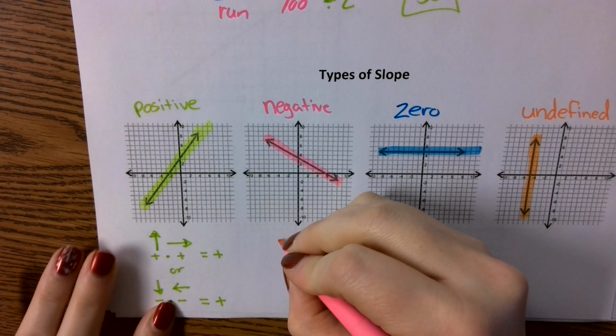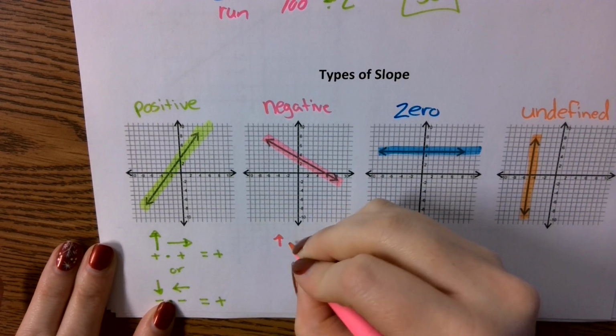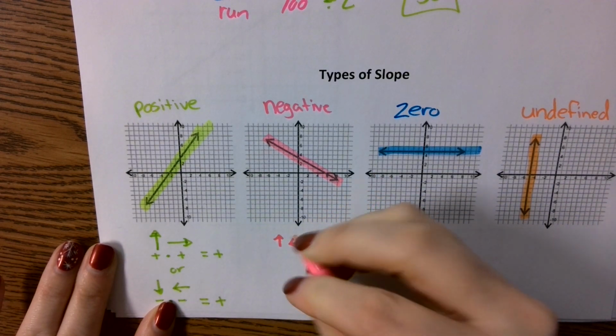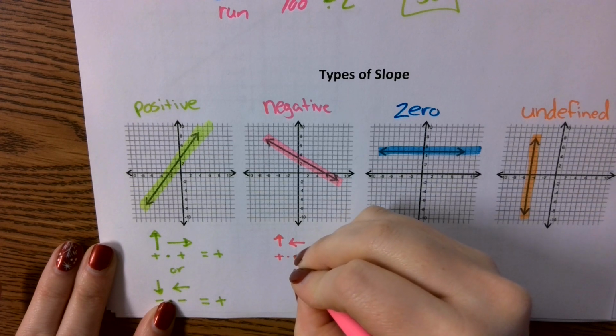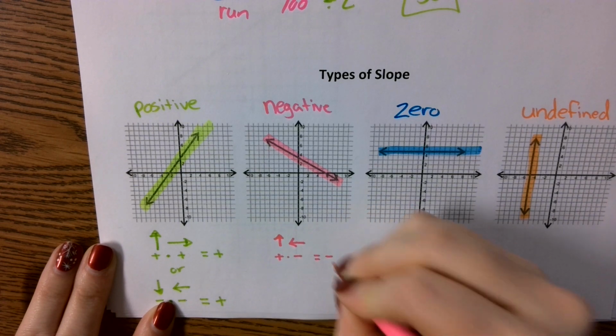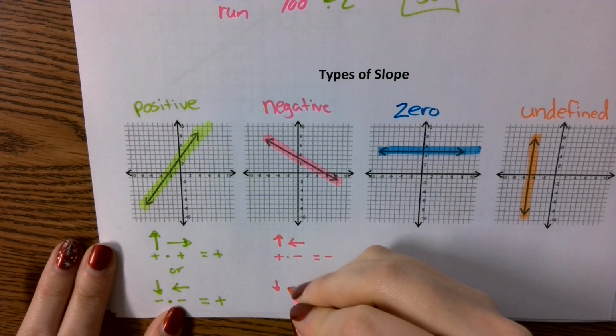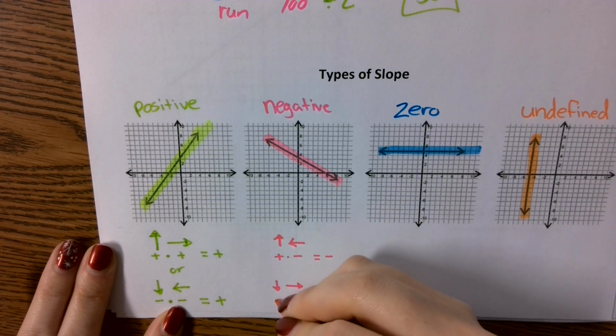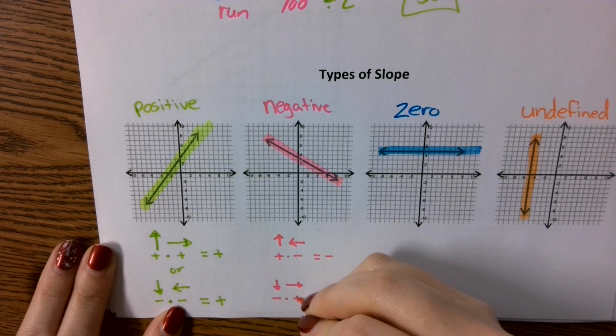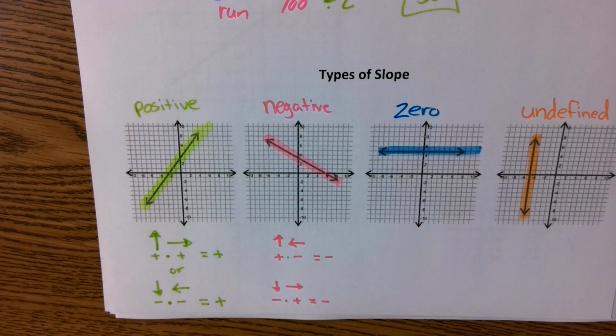And then your negative value has a direct opposite effect. If we are going up, we are going to the left. So that means we're taking a positive and multiplying it by a negative. That's going to equal a negative value. As we are going down, we're moving to the right. So we're taking a negative and a positive, and that creates a negative. So these are what's creating your negative values.